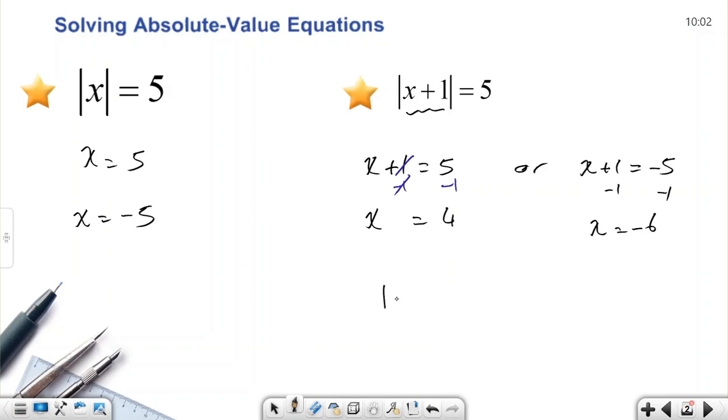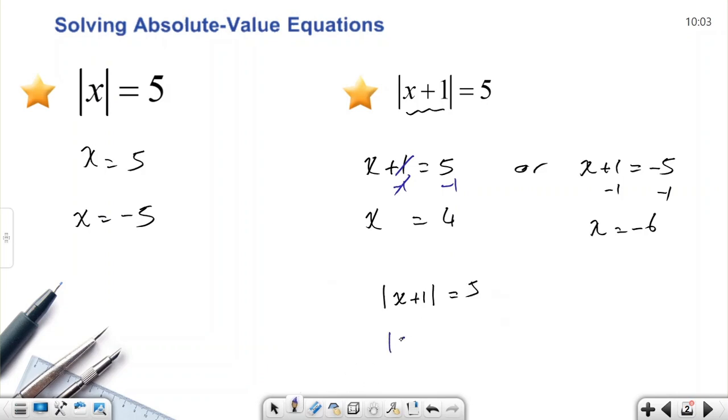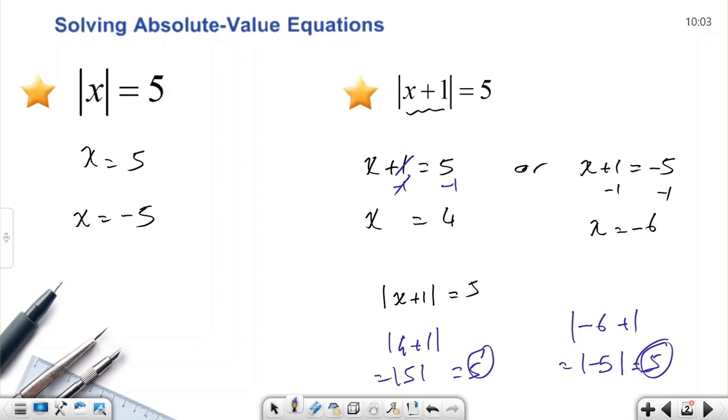Let's check. We substitute x into the absolute value of x plus 1 equal to 5. 4 plus 1 is equal to 5, and the absolute value of 5 is equal to 5. Let's write -6: -6 plus 1 is equal to -5, and the absolute value is 5. As you see, both -6 and 4 give the absolute value of 5 when you substitute for x.